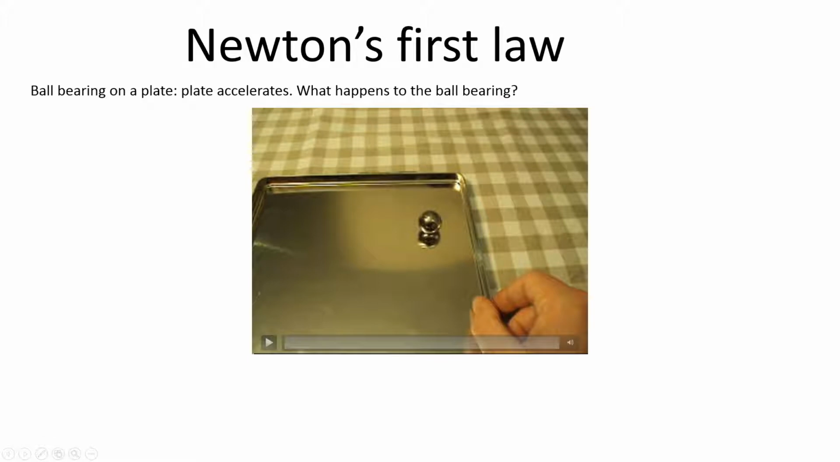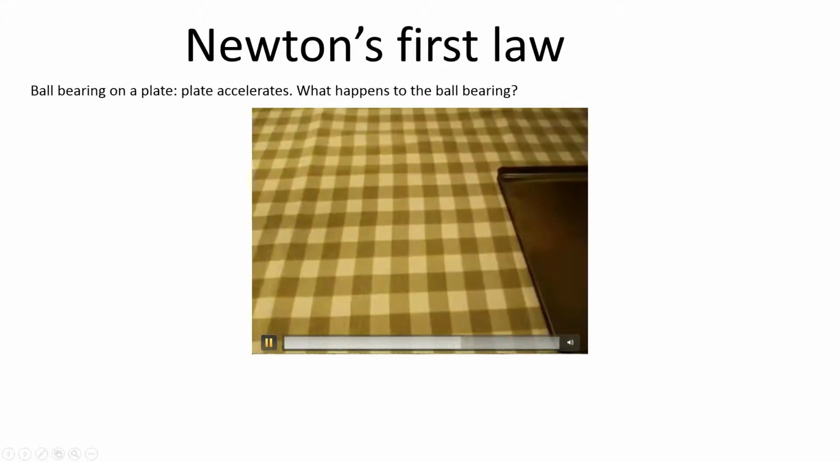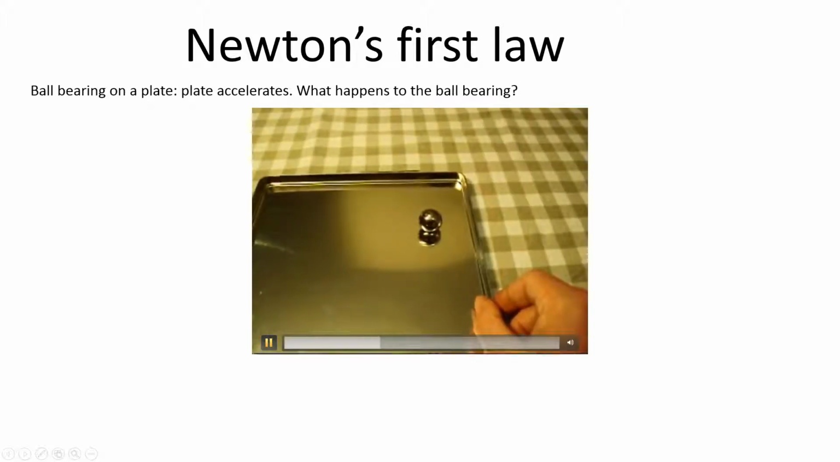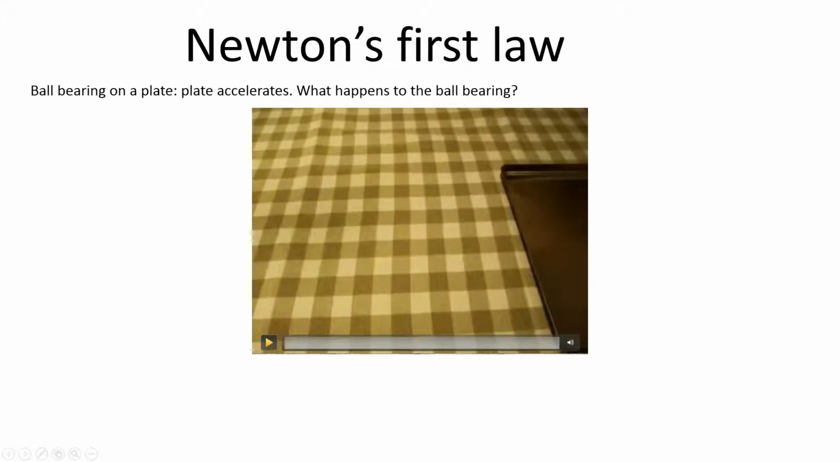Welcome to Newton's first law. We have a ball bearing on a plate, you see it here, and the plate will accelerate. What will happen to the ball bearing? Well, let's take a look. And the plate accelerates, and if you looked well, we'll play it again. You will see that the ball tries to stay at the same place. It's only when it touches the end that it will receive the same acceleration as the plate.